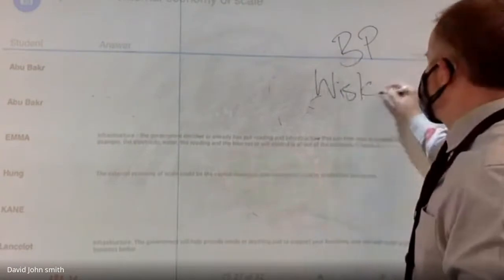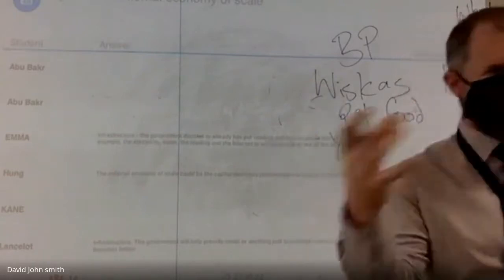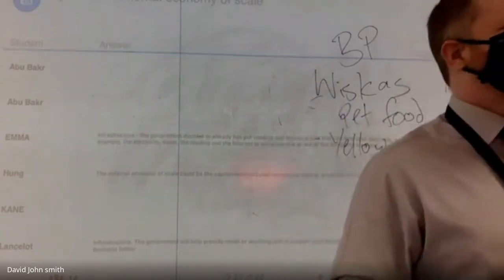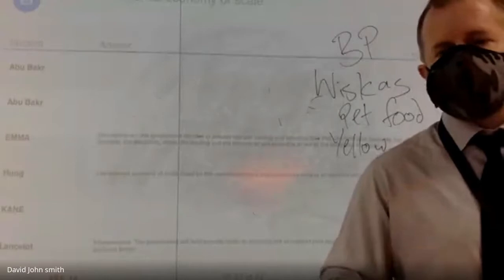Have you heard of this one? Whiskers Pet Food, big company. They sell cat food quite a lot. They might sell dog food, I don't know. But they sell cat food. And their color was yellow. That was the color of all of the boxes, all of their marketing, everything was yellow. And then one day, someone said to them they need to change the color of their whole marketing. Everything, packaging, logos, the whole lot. Change the color and you will see an increase in sales.